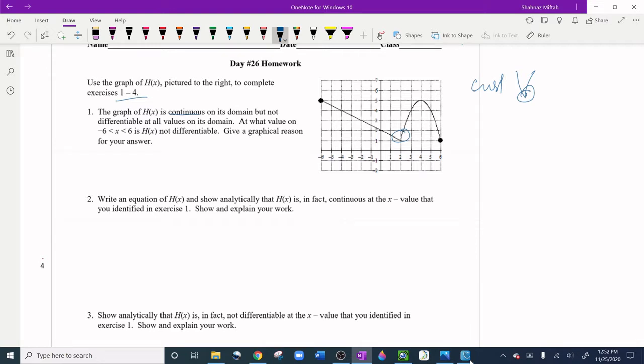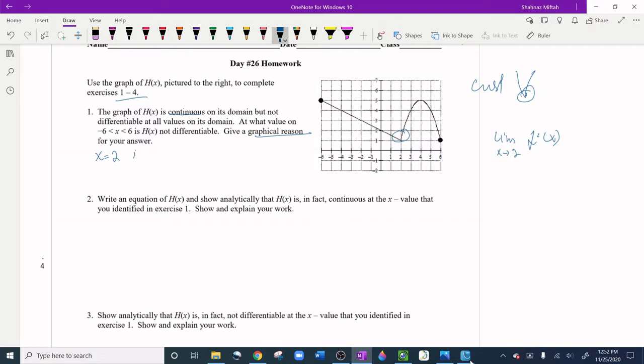Not differentiable. Give a graphical reason for your answer. So I can say x equal 2, I don't have to show algebraically anything. They said graphical reason. So I have to show them like this. You can do the limit as x approaches 2 from left and right of f prime(x) and stuff like that, but it's just a graph. It's not a function, so that's easier to just figure out. That's a cusp. And they are also asking graphical reasons.